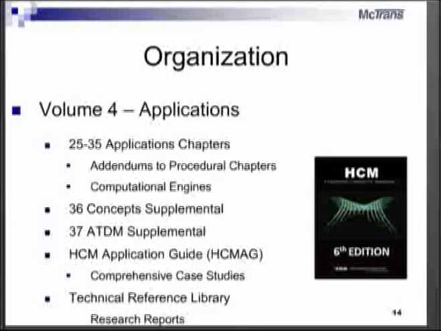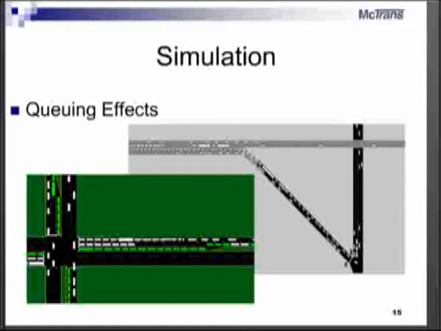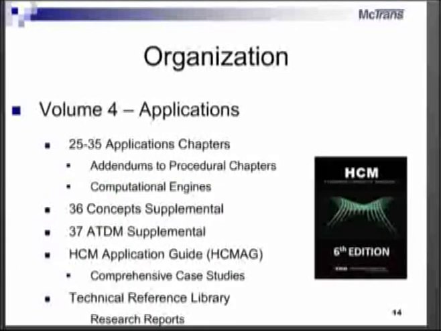And again, organizationally, this looks pretty much like it did before. I thought I had a list, but let me say one thing here. The chapters 25 through 35 are almost a one-for-one relationship with the chapters in volumes 2 and 3 to provide essentially appendices and now example problems for those analytical chapters.